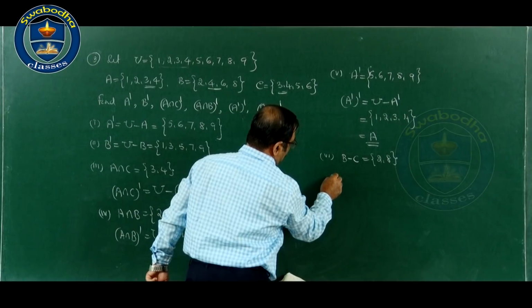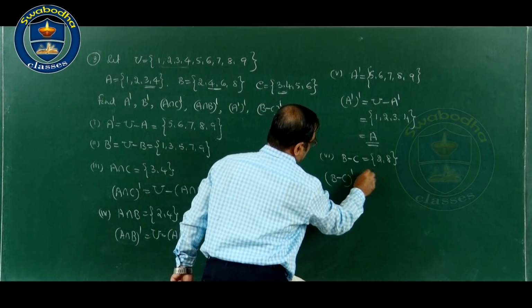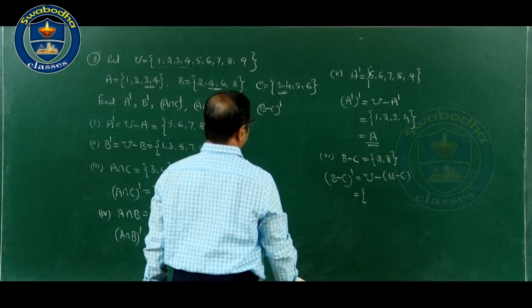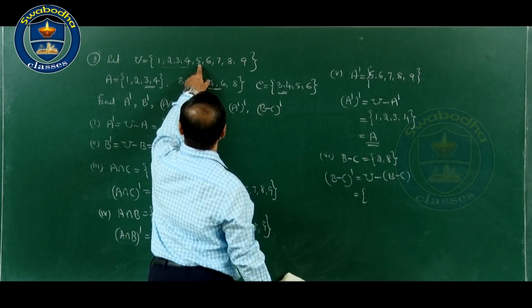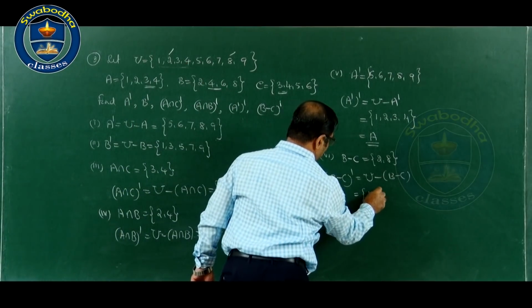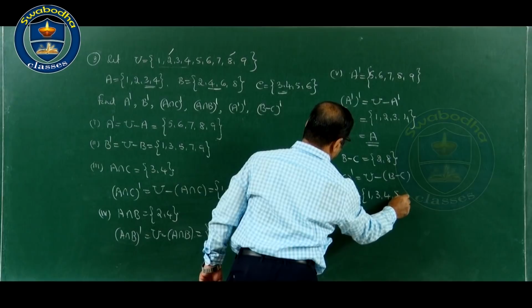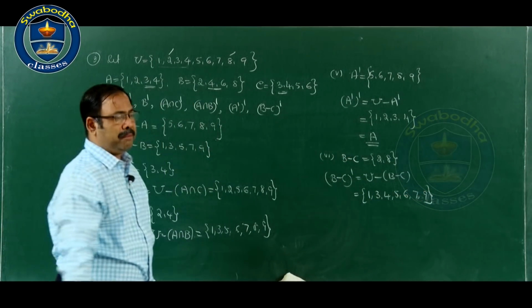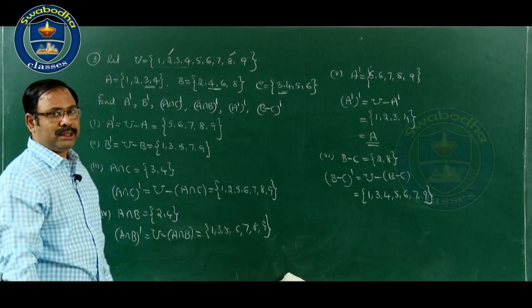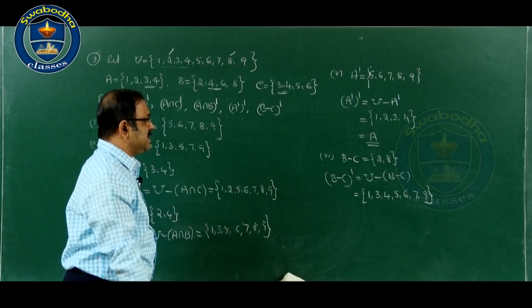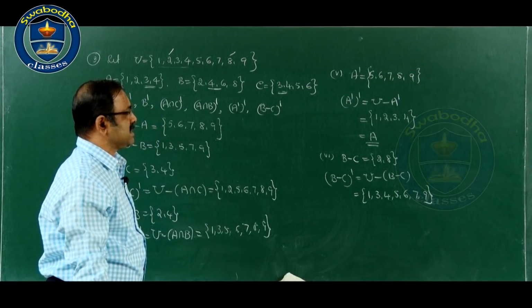8. So what is B minus C complement? U minus B minus C. What is it? 2, 8. You subtract 2, 8. So then remaining 1, 3, 4, 5, 6, 7, 9. So this is B minus C complement. Okay. So we have got B minus C complement, that is 1, 3, 4, 5, 6, 7, 9.